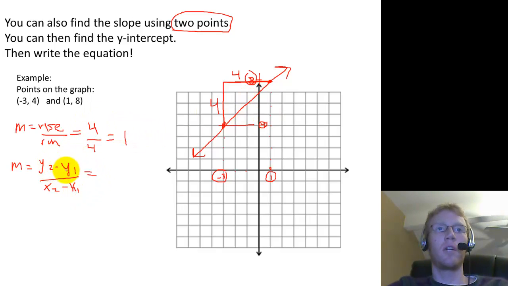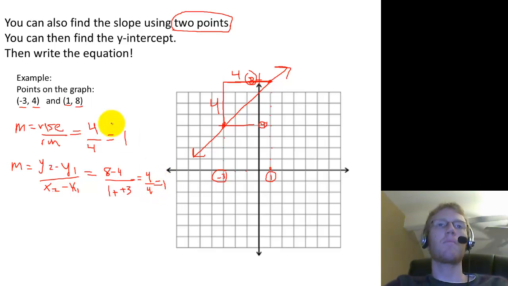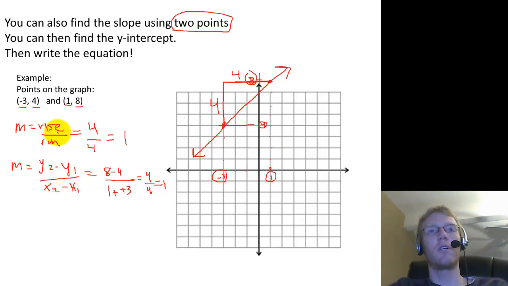So y2 minus y1, I'm going to do 8 minus 4 over x2 minus x1 is going to be 1 minus a -3. 1 minus a -3 becomes positive. And again, we get 4 over 4. So again, we get 1. Okay, so that's kind of handy. We found the slope either mathematically using this equation or conceptually and graphically using this equation.